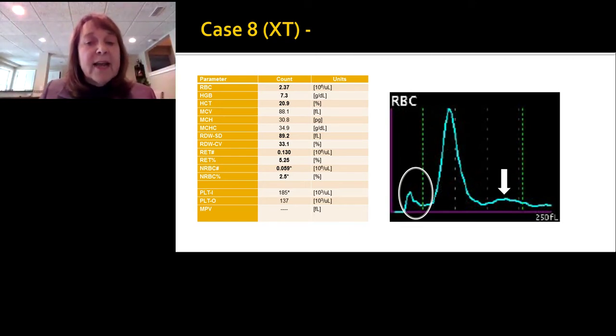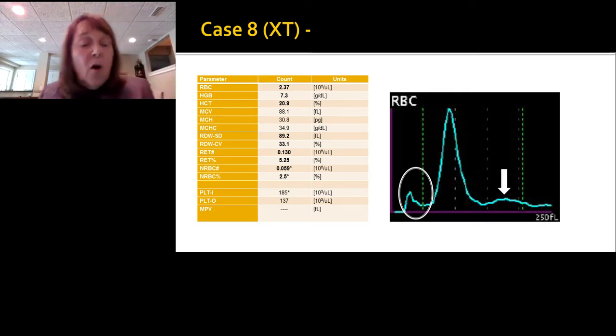Small bumps on the right side often refer to larger cells, while small bumps on the left side typically refer to small red cells, so they may indicate red cell fragments.